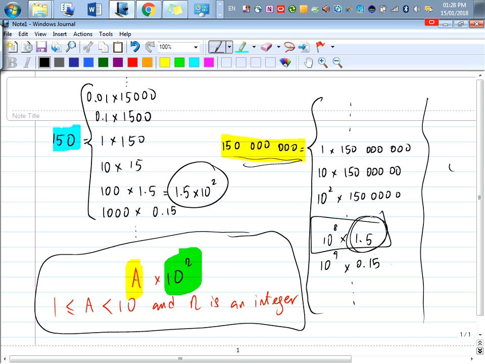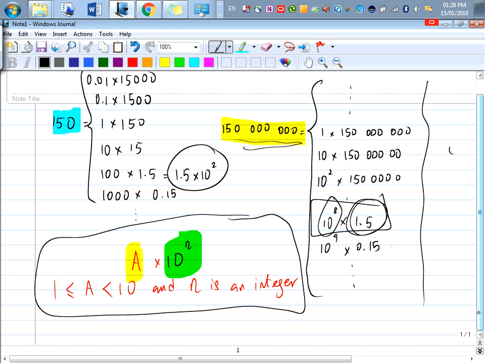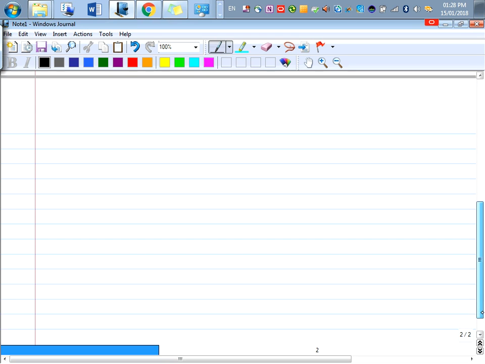1.5 is our value for A. It is between 1 and 10. 10 to the power 8. Now obviously it is 10 to the power n, where n is equal to 8. Okay? So, does anybody need clarification on the format of standard form? None? Okay, so now we have an easy, convenient way of writing big numbers. What about small numbers?